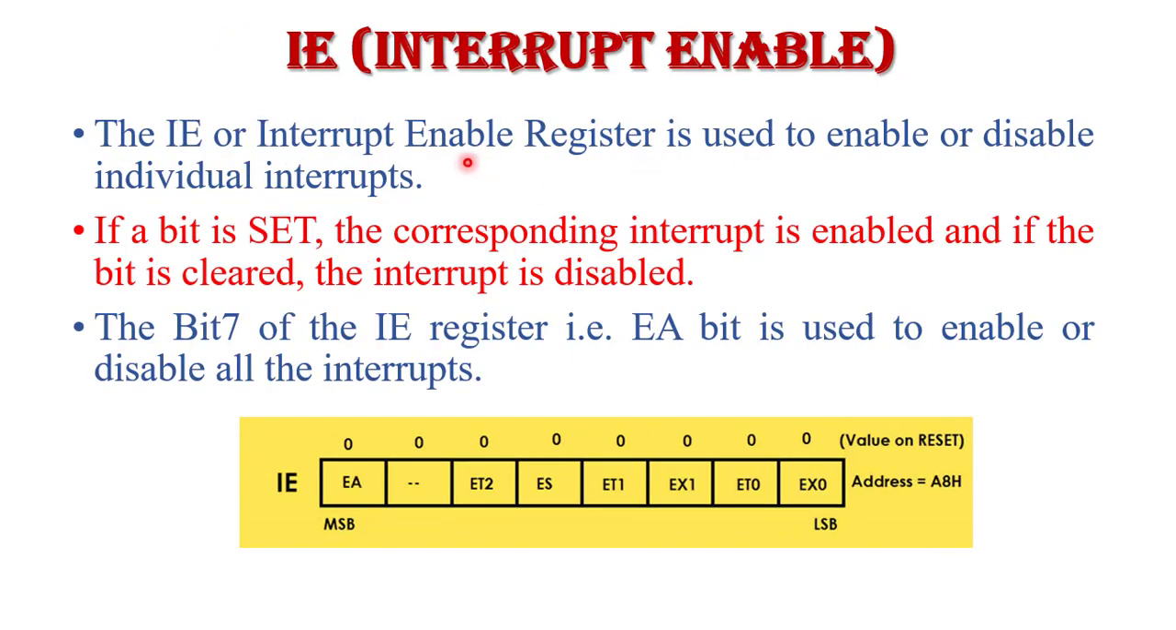Now next is the interrupt enable register. The interrupt enable register is used to enable or disable the individual interrupts. If a bit is set, the corresponding interrupt is enabled, and if the bit is clear, the interrupt is disabled. It is also an 8-bit register. The physical address of this register is A8H in the special function area of internal RAM. Bit 7 of the IE register, that is EA, is used to enable or disable all the interrupts.